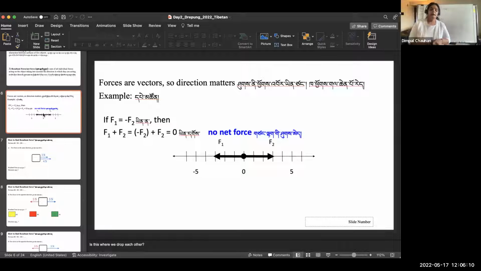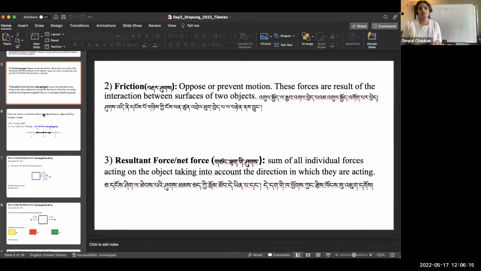So is force a vector quantity? Well, I already gave the answer. Is force a vector quantity or a scalar quantity?